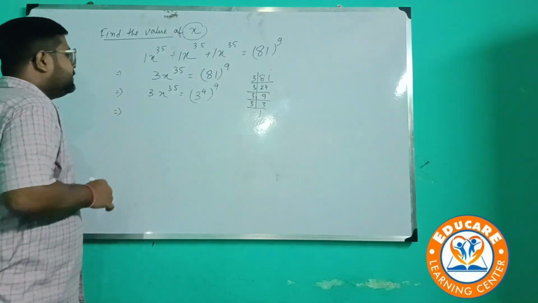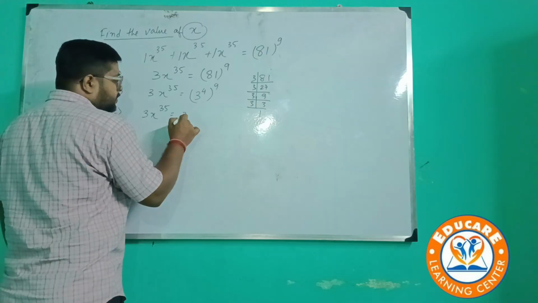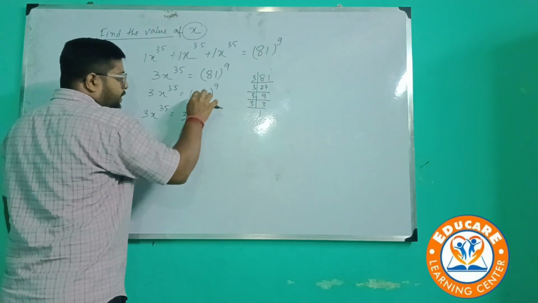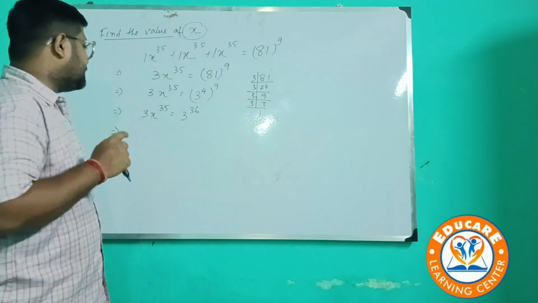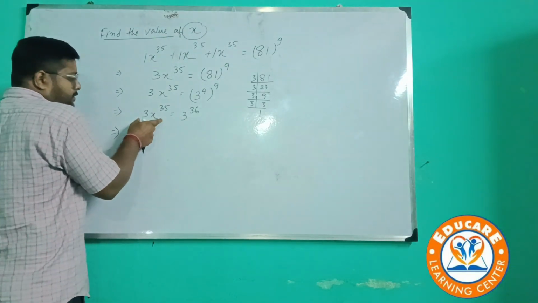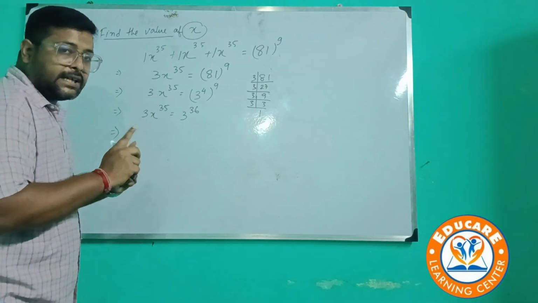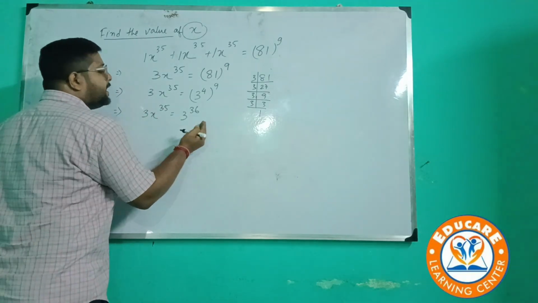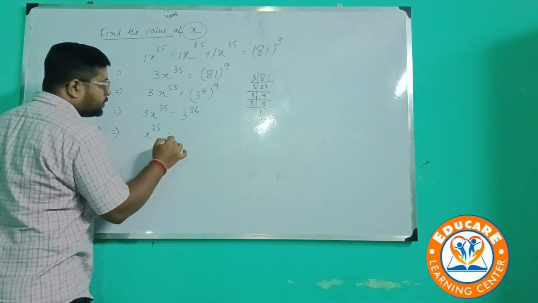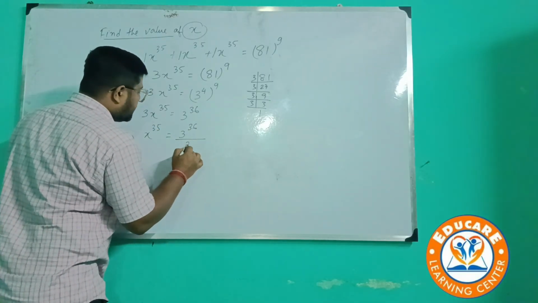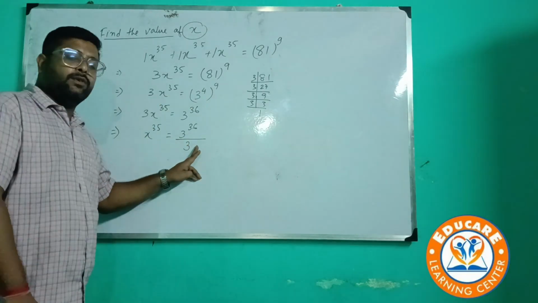Now let's come to the next line. Now 3x to the power 35 is equal to 3, and 4 nines are 36. 4 into 9 is 36. Now comes the most important step of this sum. Now if you look at this equation, 3x means 3 and x are multiplying with each other. So if we take this 3 to the other side, it will become divide. So x to the power 35 is equal to 3 to the power 36 divided by 3. This 3 was multiplying here. If we take this 3 there, it will become divide.